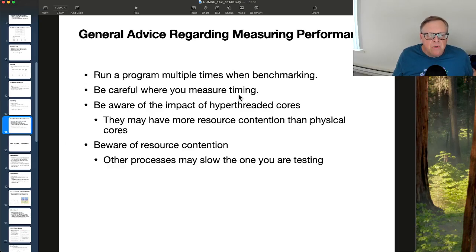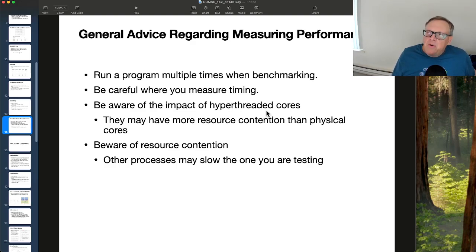So here are some general rules. There's always some random fluctuation due to other processes on the machine, so run a program multiple times when measuring performance. Try to figure out where you want to measure timing. Do you want to go from the start of the program to the end, or do you want to skip certain parts, like where the user enters data or where you read it from the disk, and only focus on one part? You decide exactly what you care about.